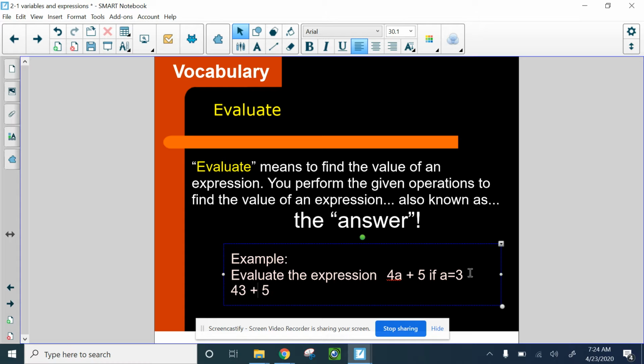So this is going to actually mean 4 times 3. 4a means 4 times a, so 4 times 3 plus 5. Well, what is 4 times 3? 4 times 3 is 12. 12 plus 5 equals 17. So I could evaluate that to equal 17. I'm just going to plug in the numbers and solve to find the answers.